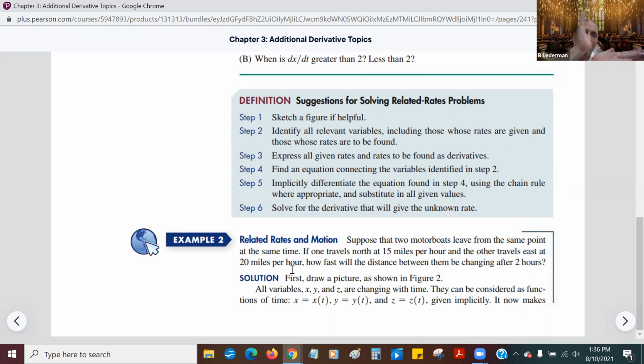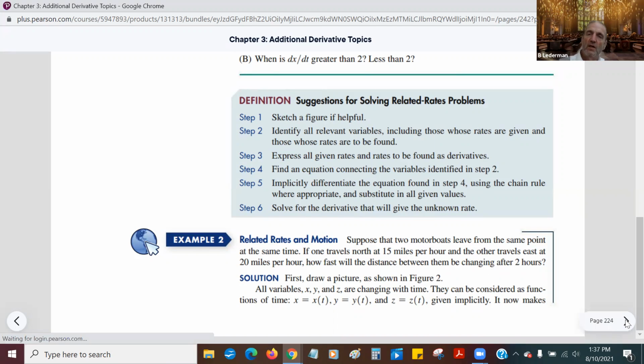Going up, one's going, but you get my point. Anyway, so that's what's happening here. And how fast will the distance between them be changing after 2 hours? So if I look at the picture, they're really forming a right triangle, and the distance, if I would have a string connecting the 2 boats, how fast is that string increasing? That's really what the question is.